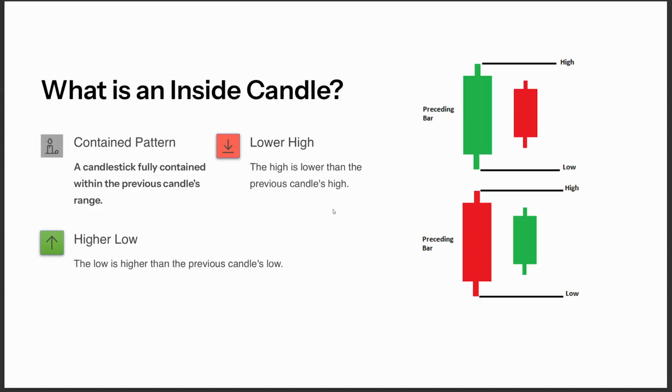So, to kick things off, let's start with identifying what is an inside candle. Basically, we have a visualization here. It's a contained pattern where we have a bar or a candle like this, and then the next candle is relatively small compared to the preceding bar, and it doesn't take its high or low. The same thing here: a bearish candle, the red one, and a relatively small green or bullish candle after it, and it doesn't take its high or low.